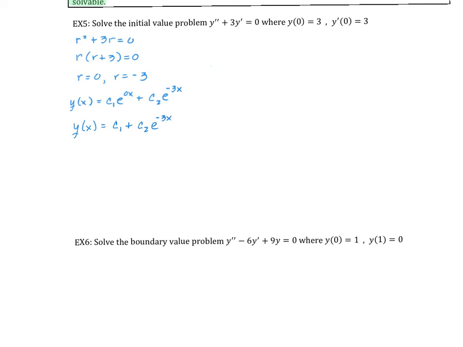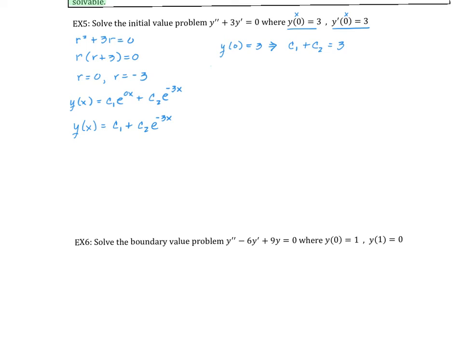I do have two initial conditions. I have y of 0 is equal to 3 and y prime of 0 is equal to 3. So remember that 0 that we're putting in, that's an x value. If I look at my equation, that would give me, for y of 0 equal to 3, c sub 1 plus c sub 2 equal to 3. So I have a problem here. I have two variables, but one equation. I can't solve this.